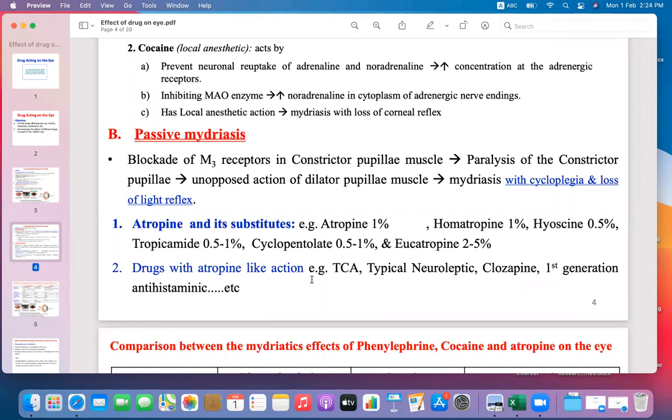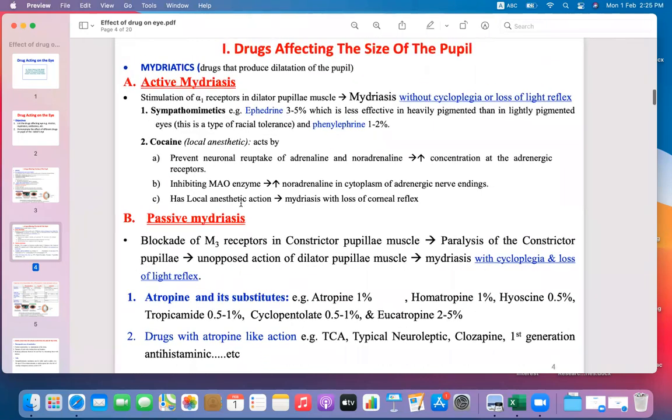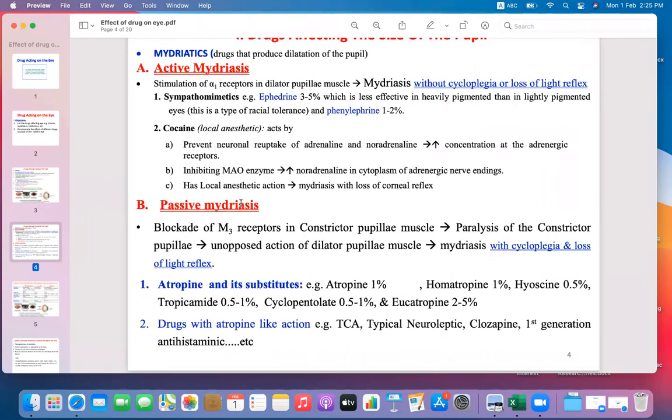Drugs with atropine-like action, like tricyclic antidepressants, typical neuroleptics, clozapine, sedative-hypnotics, and first generation antihistamines, are also responsible for passive mydriasis. Now, what is the main difference here?